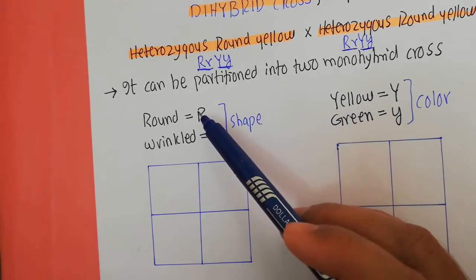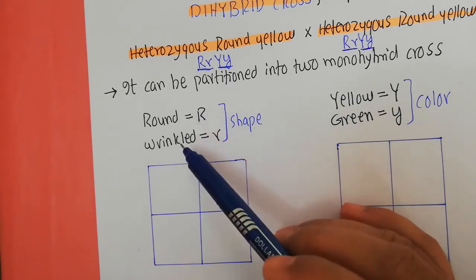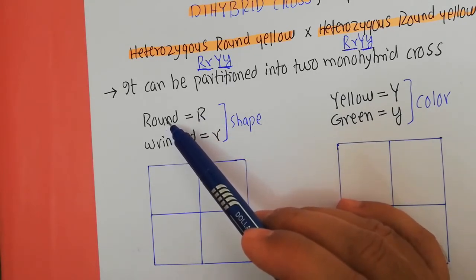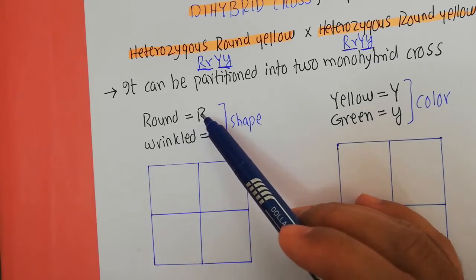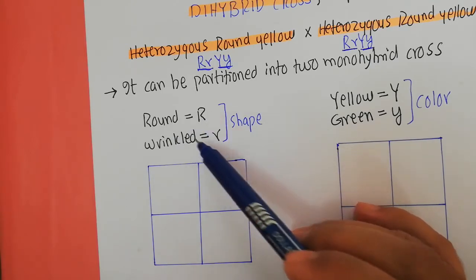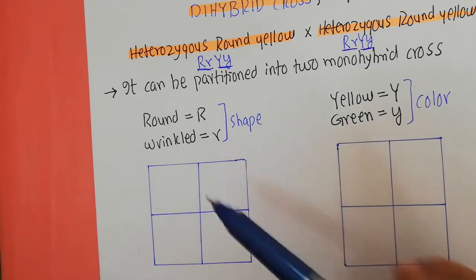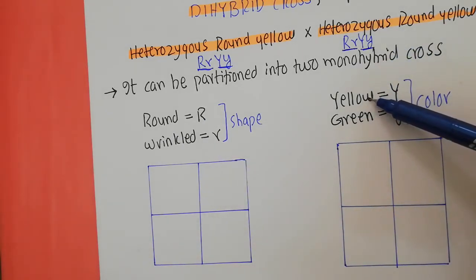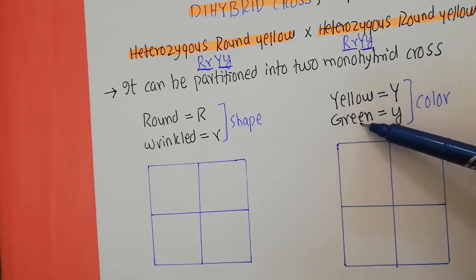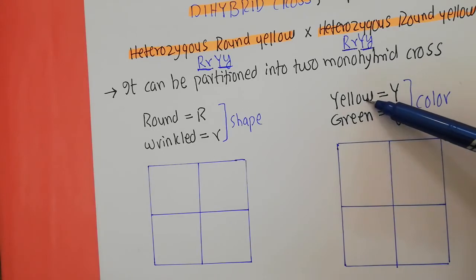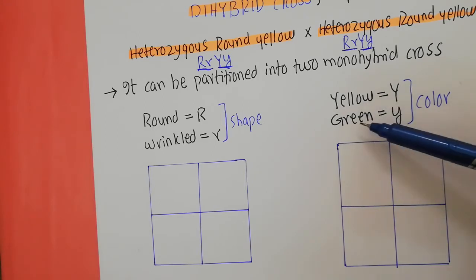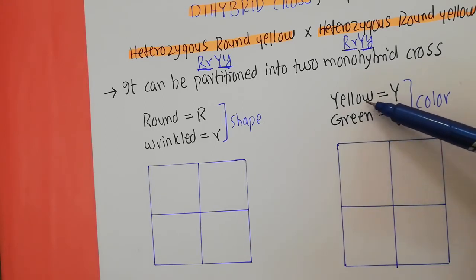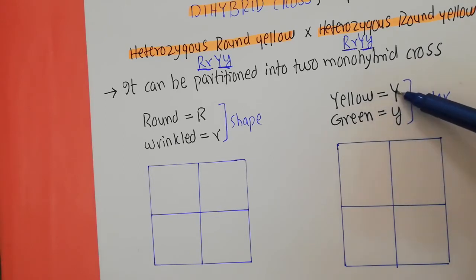So the shape of the seed comes in two forms, the round and the wrinkled. The round is dominant, we represent it with a capital R. The wrinkled is recessive, we express that with a small r. When you talk about the color of the seed, again it comes in two varieties. The seed can be yellow or green in color. The yellow color is dominant, the green is the recessive one, therefore we represent the yellow allele with a capital Y and the green allele with a small y.